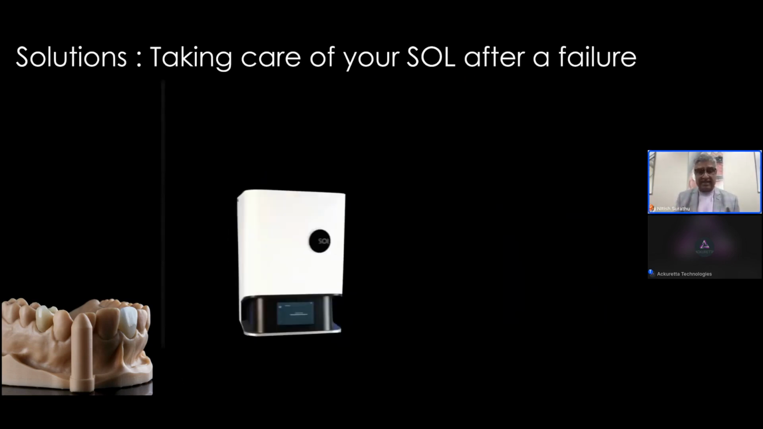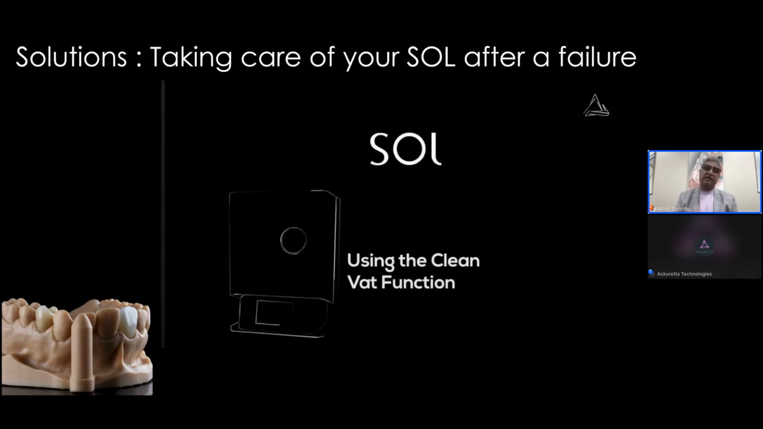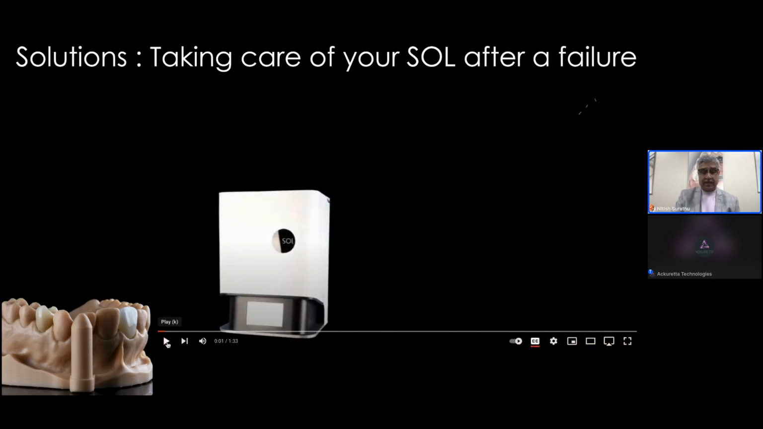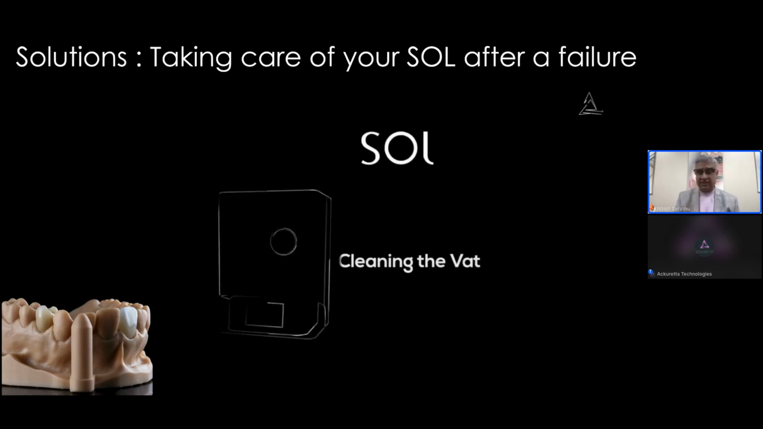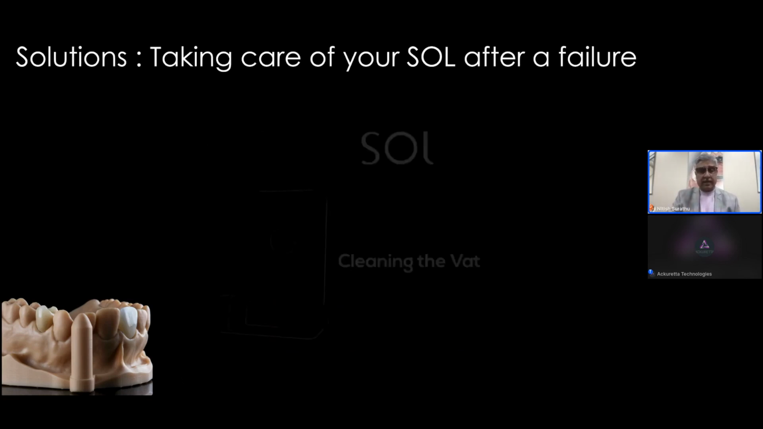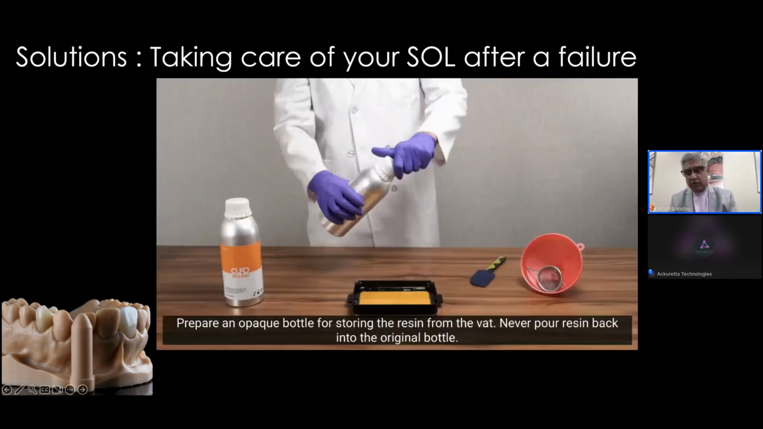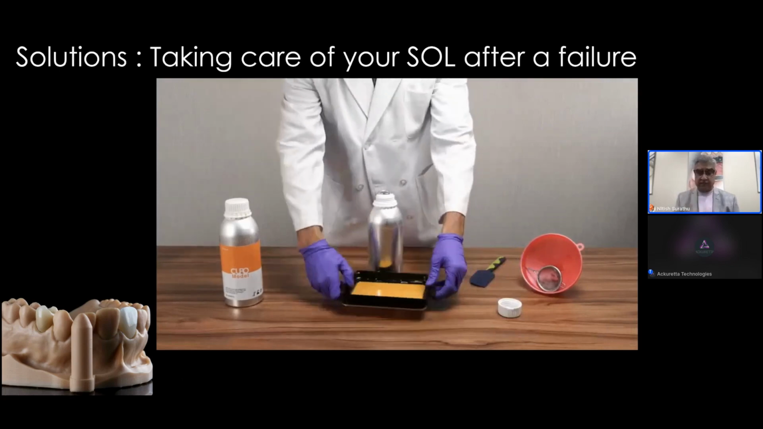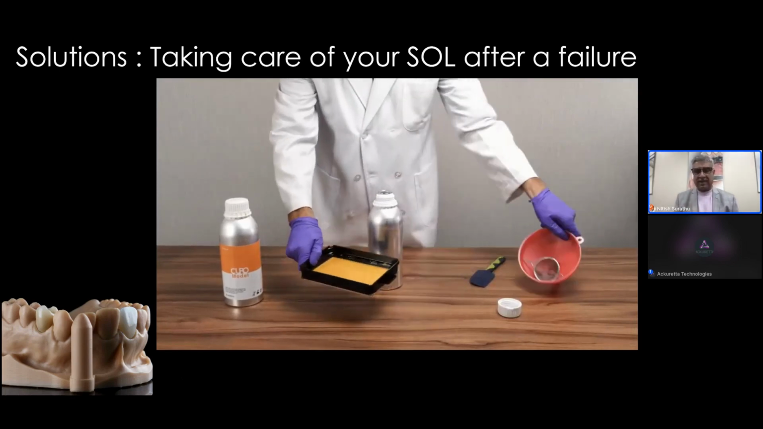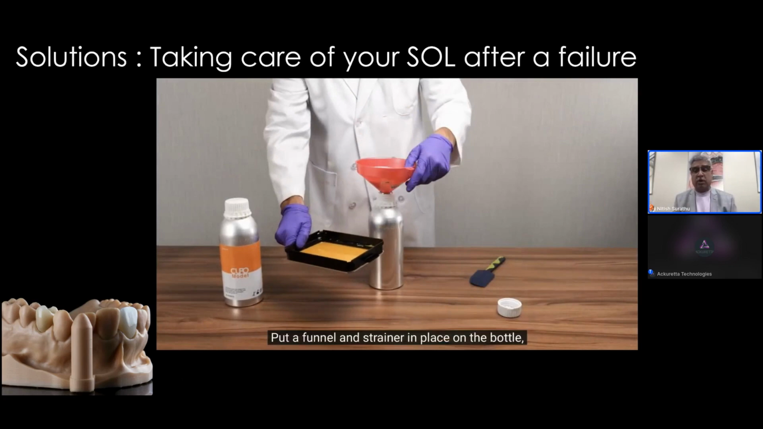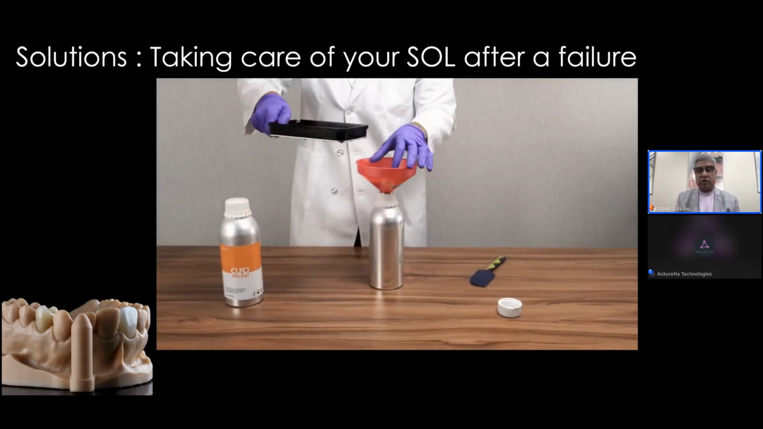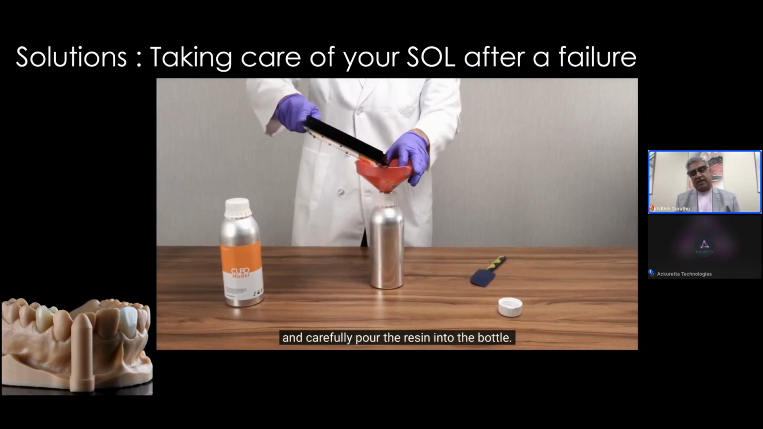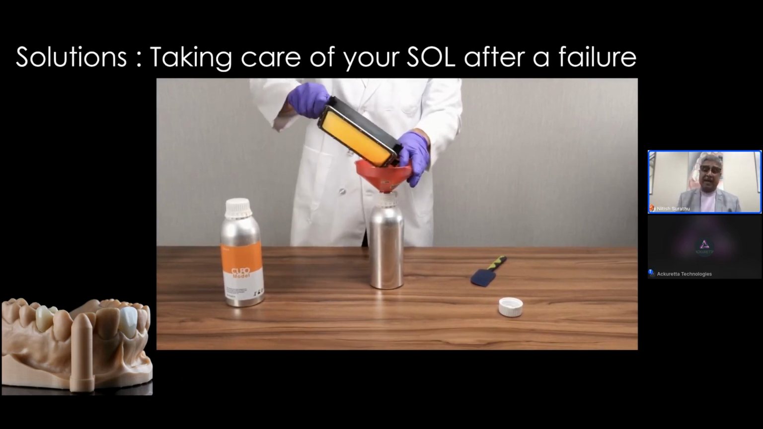However, sometimes there can be debris still left in the vat, and if you're seeing repeated failures, it might be worth pouring your resin back out of the vat into the bottle, and then making sure you clean the vat and the film and come back with brand new resin. But when you're pouring the resin into the bottle, you don't want the debris to go into the bottle, so you must have a sieve filter of an appropriate size, and you can carefully pour the resin back.